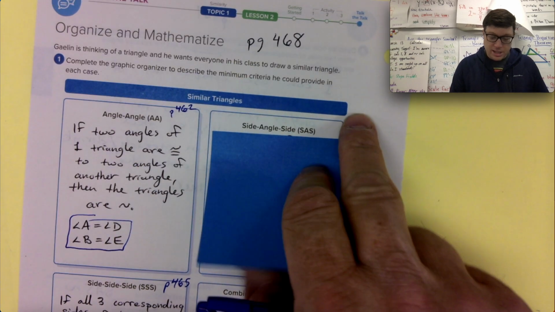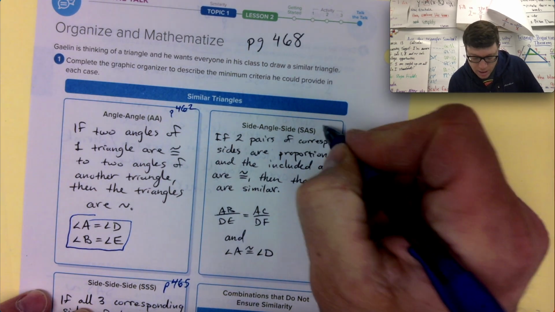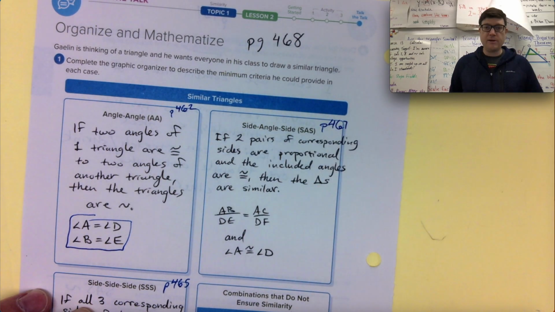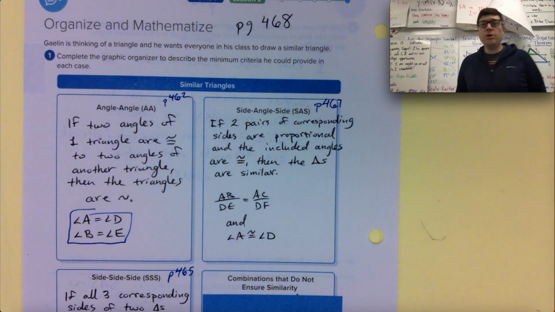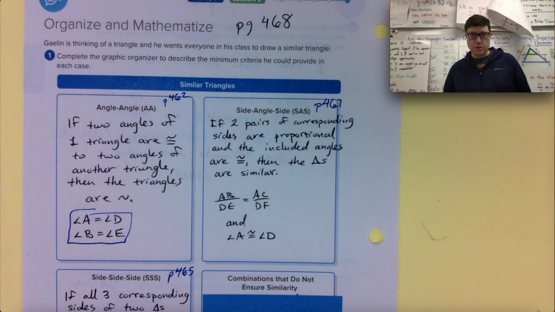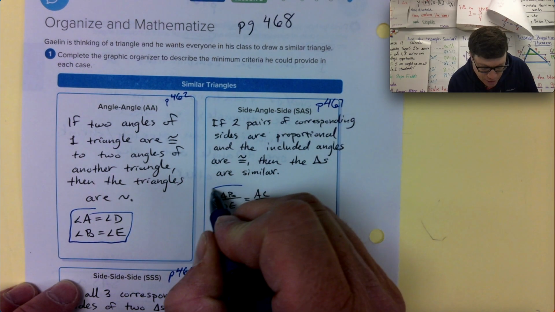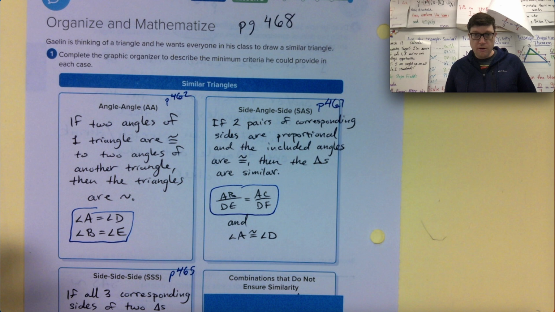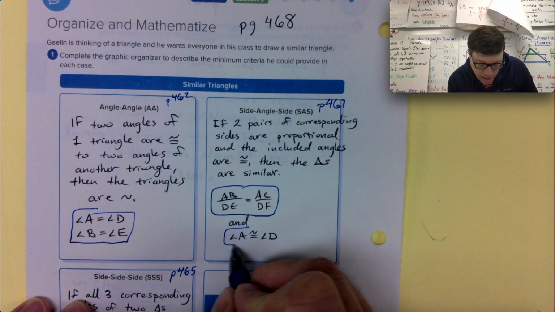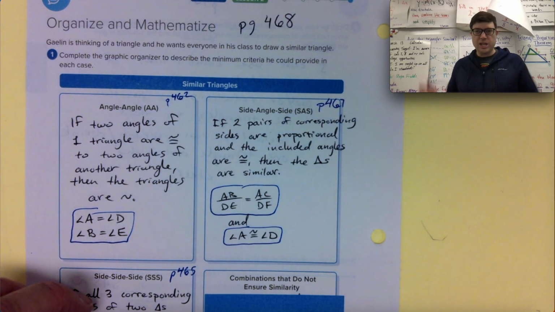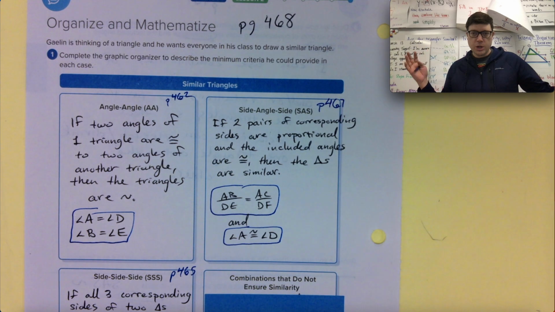On page 467, the previous page that we just finished, go back and watch that video. If two pairs of corresponding sides are proportional and the included angles are congruent, then the triangles are similar. So you have to show that there's a pair of proportional sides equal in fraction value to another pair of proportional sides, and you also have to show that the included angles are also congruent.